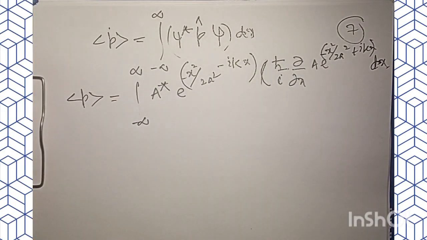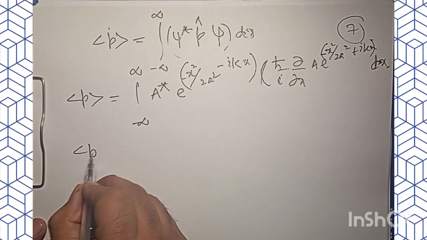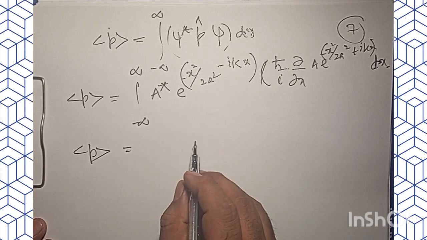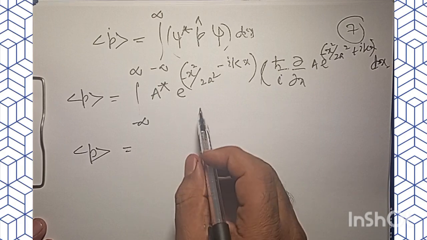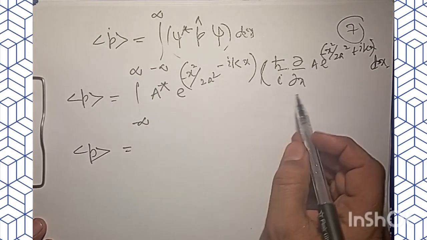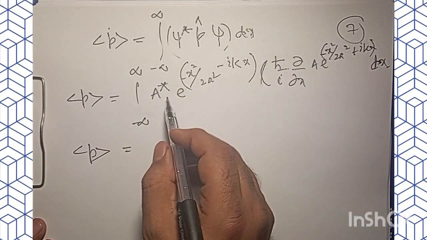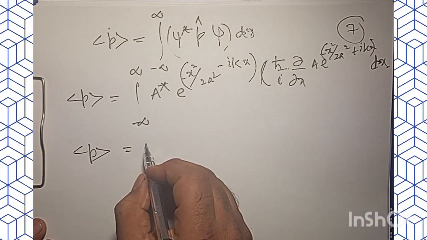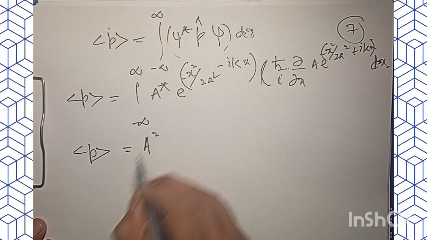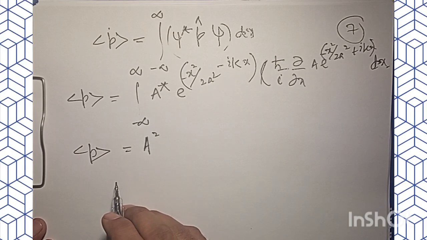Okay, that's fine. So from here, what we can do is calculate the expectation value for the momentum linked with this wave function. Outside we will have a star, and the multiplication of these two stars will give us a square. So that's fine, nothing wrong with that.